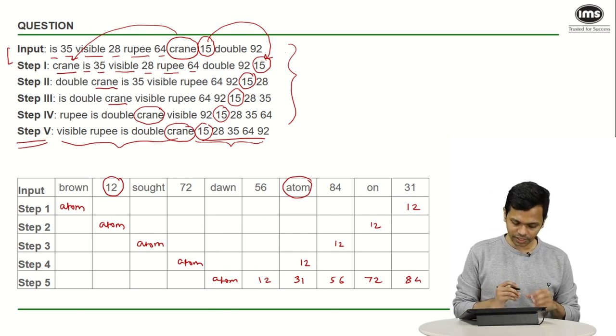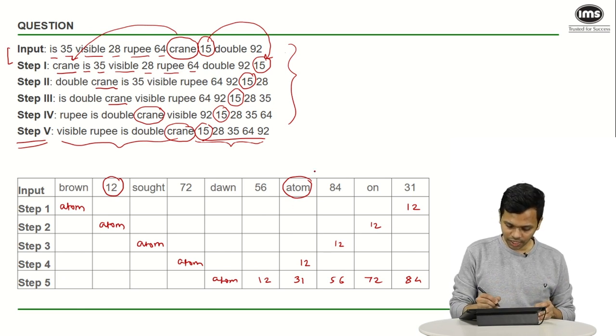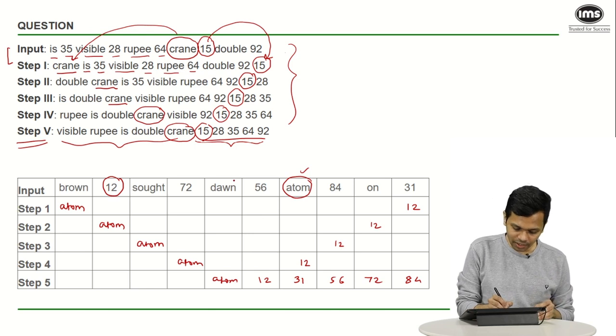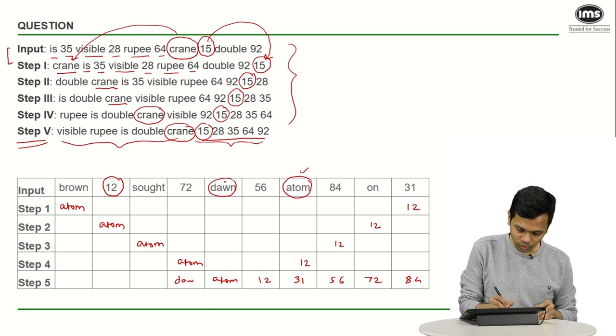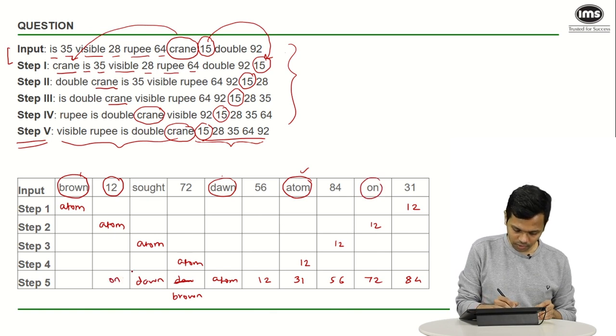And for the words that are there, you have to just put it in the reverse alphabetical order, or since I have used atom here, the next alphabetically correct is going to be Dawn, or other, sorry, brown, this is going to be brown. So let me write brown first, and then I am going to write Dawn. Okay. Now after this you are going to have on, and after this you are going to have sort.